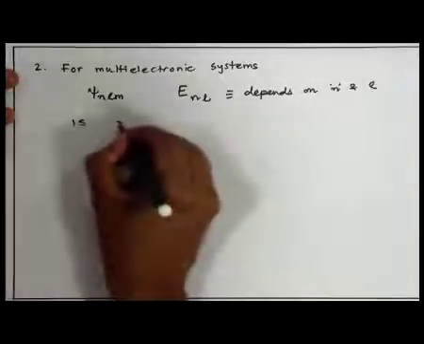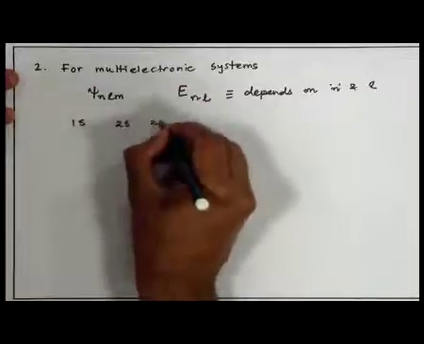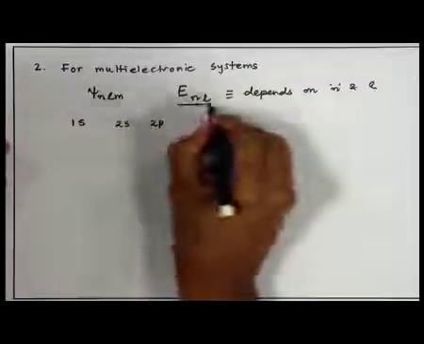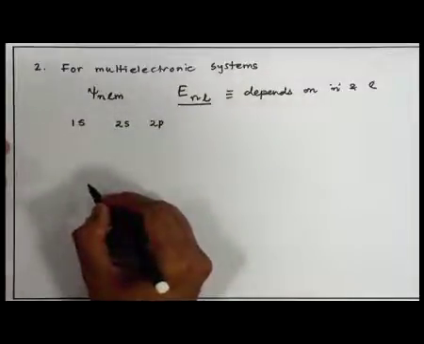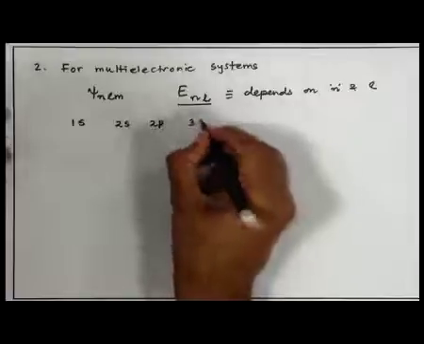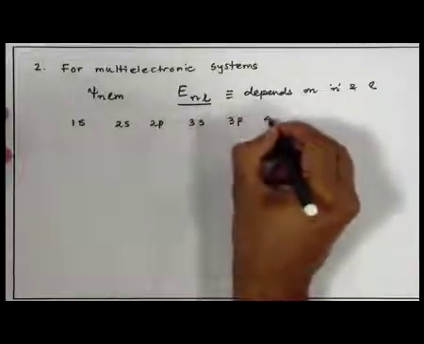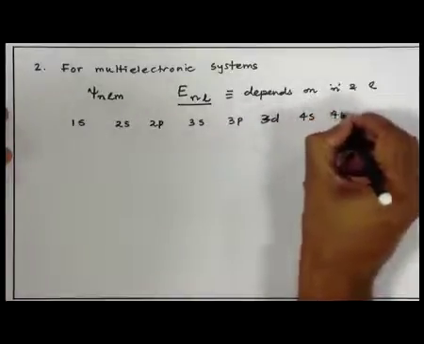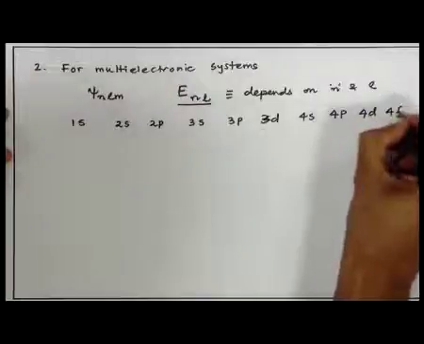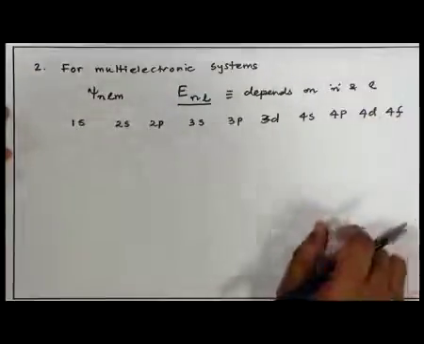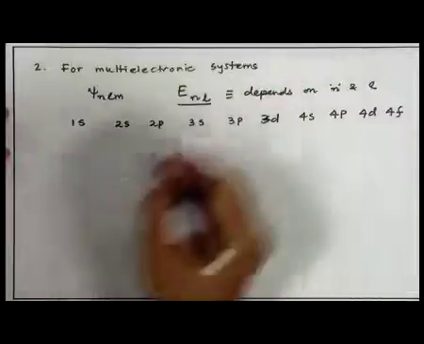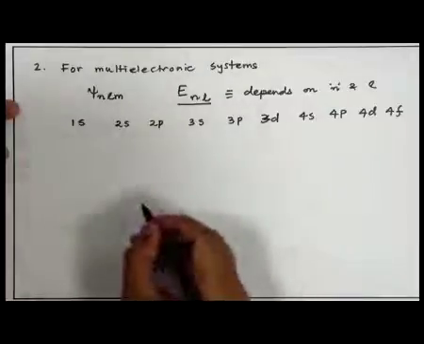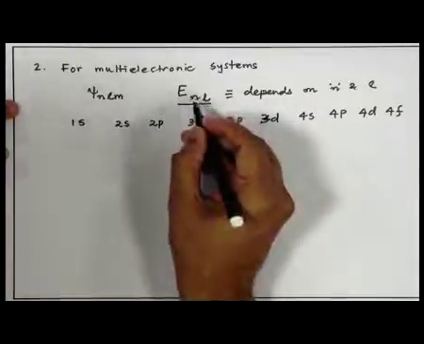1s, 2s, 2p. I am not writing down 2px, 2py, 2pz now, because I already know that the energy does not depend on m. Then 3s, 3p, 3d, and I have 4s, 4p, 4d, 4f. These are the different orbitals that I got. I know their n value and l value, and I know their energy depends on n and l. In fact, the energy depends on their n plus l value.